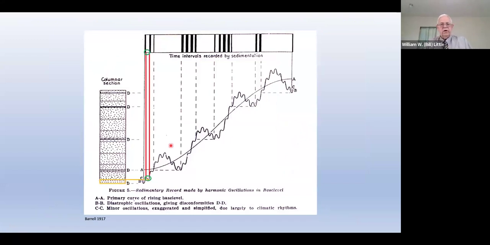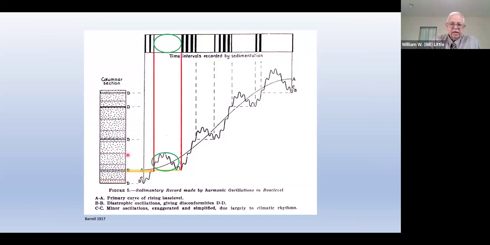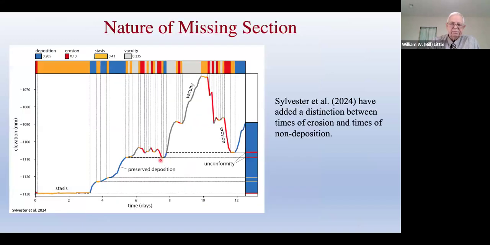Okay, to emphasize that once again, this little deposit at the bottom represents this small period of time plus the erosion. There's one there. So this period here has been eroded, and none of this material will be preserved in the stratigraphic record.